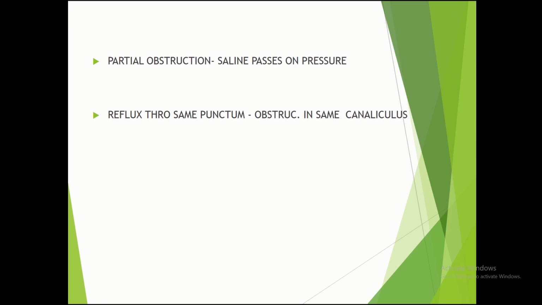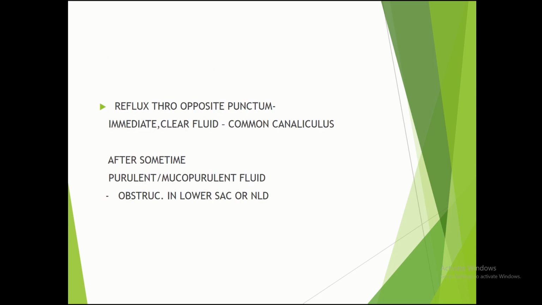The reflux can be either through the same punctum or through the opposite punctum. If it is a reflux through the same punctum, it means the obstruction is at the level of the same canaliculus through which you are syringing. If the reflux is through the opposite punctum and it comes immediately and it's clear fluid, probably the obstruction is at the level of the common canaliculus. And if after some time you are getting a purulent or mucopurulent fluid, then the obstruction is in the lower sac or nasolacrimal duct, for which you can do nothing. So if you are getting a regurgitation after some time of mucopurulent or purulent fluid, then there is an obstruction at the level of the lower lacrimal sac or nasolacrimal duct.